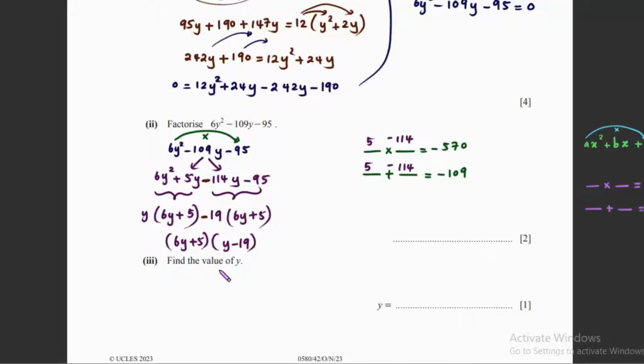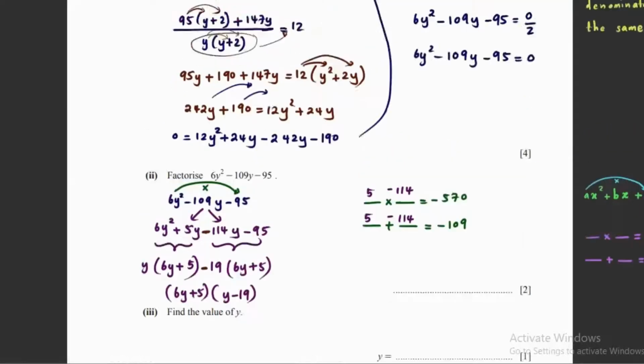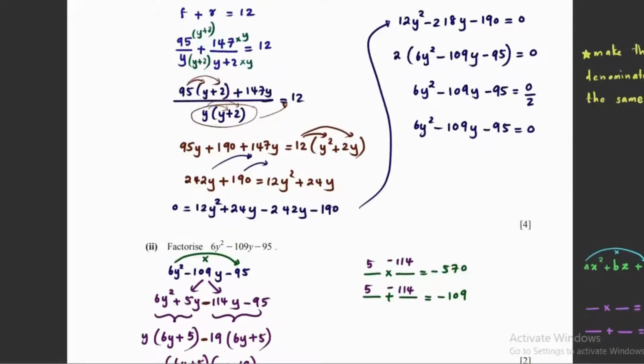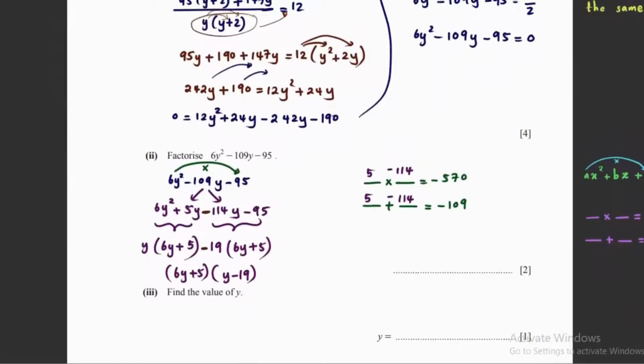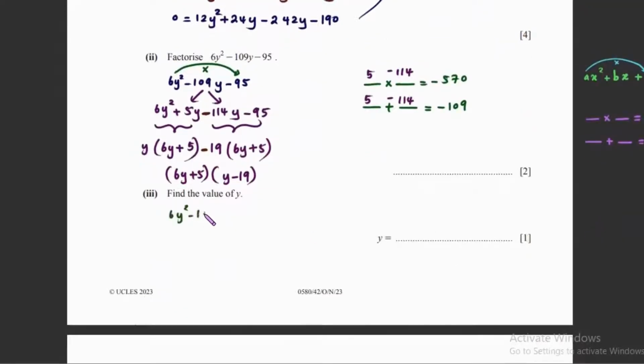Now the next question is to find the value of y. In the previous question, we got 6y squared minus 109y minus 95 is equal to 0. But this 6y squared minus 109y minus 95, when we factorize, we get 6y plus 5 and then y minus 19, which is equal to 0. So when these two are multiplied, it gives us a 0, means one of the brackets should be equal to 0. That is how we get a 0 when they are multiplied together.